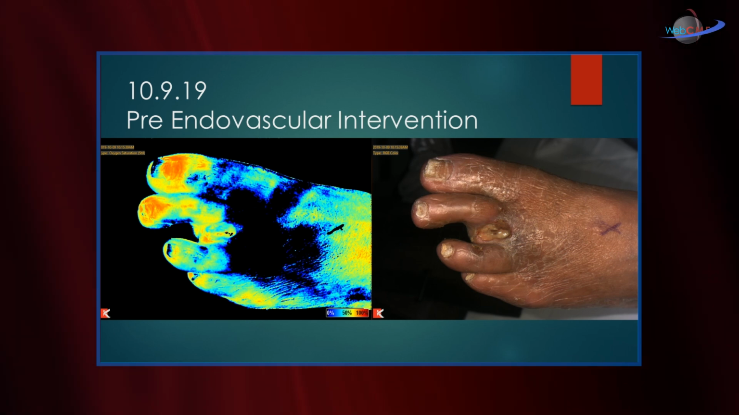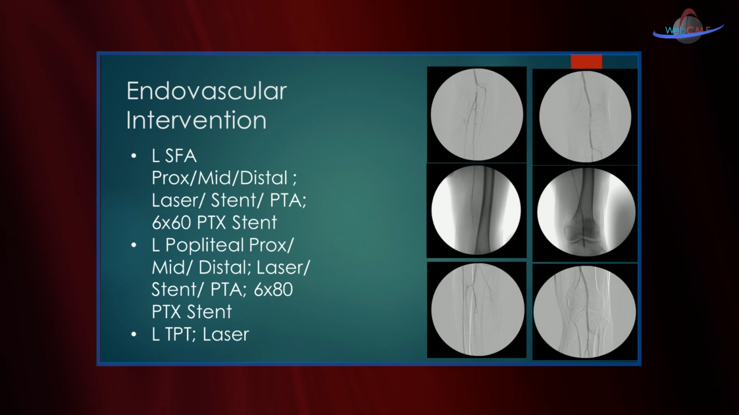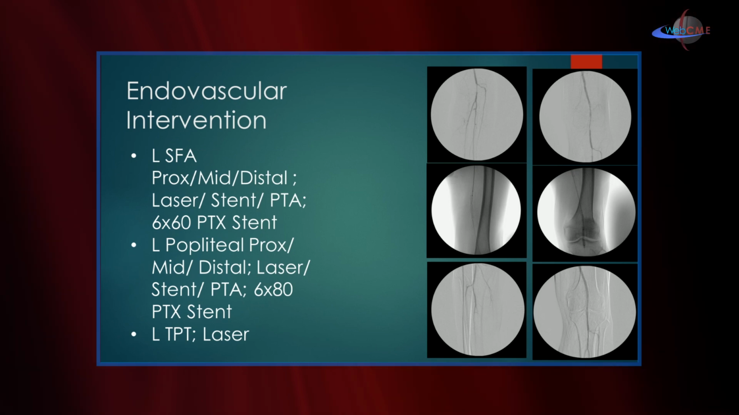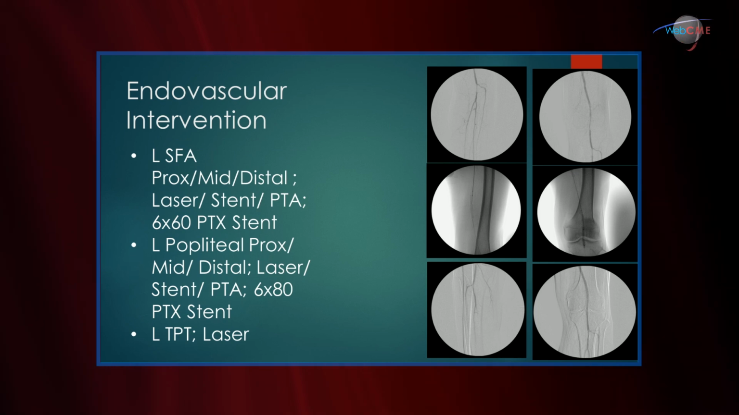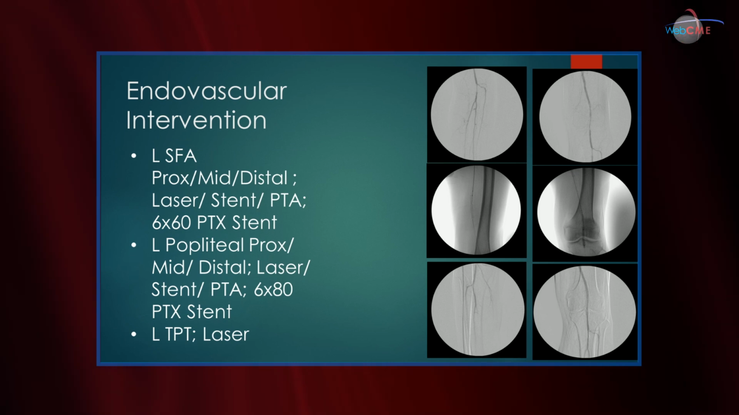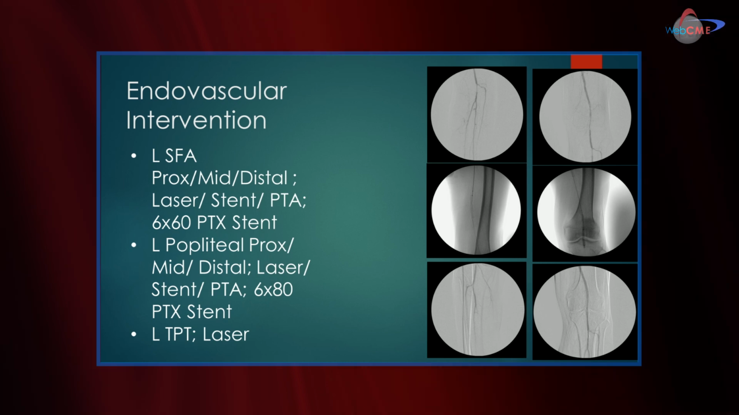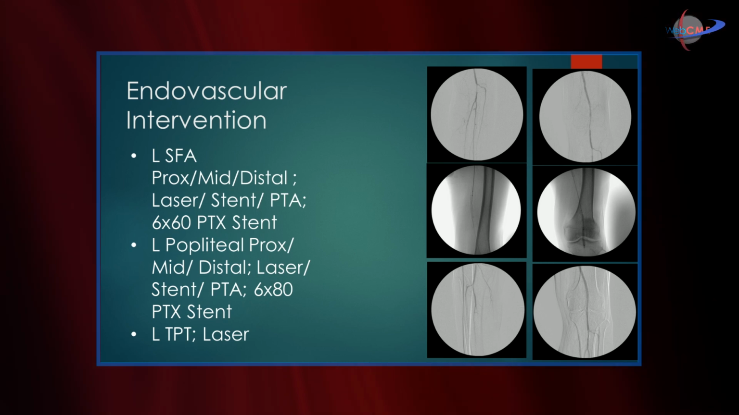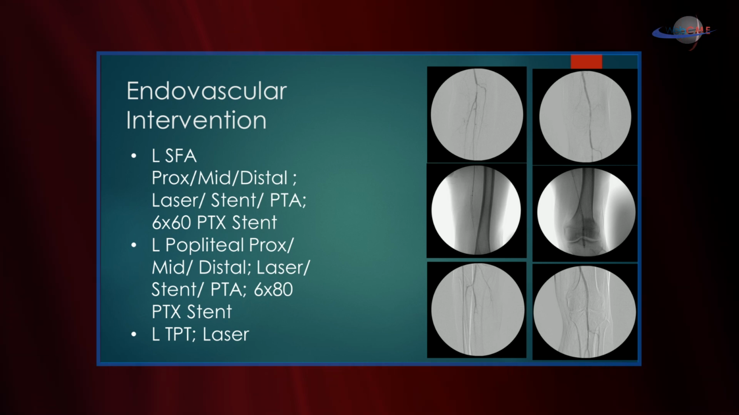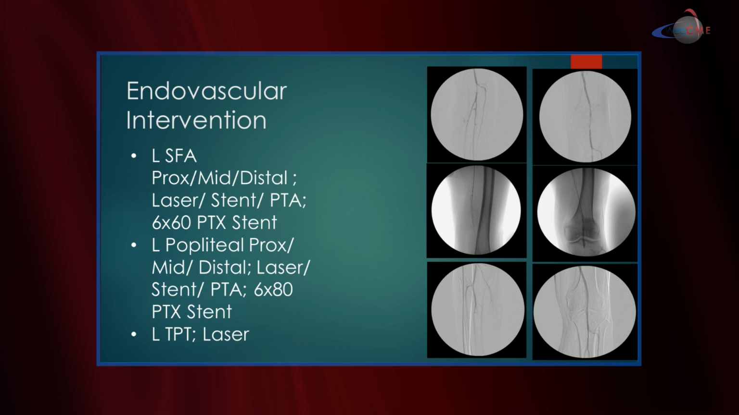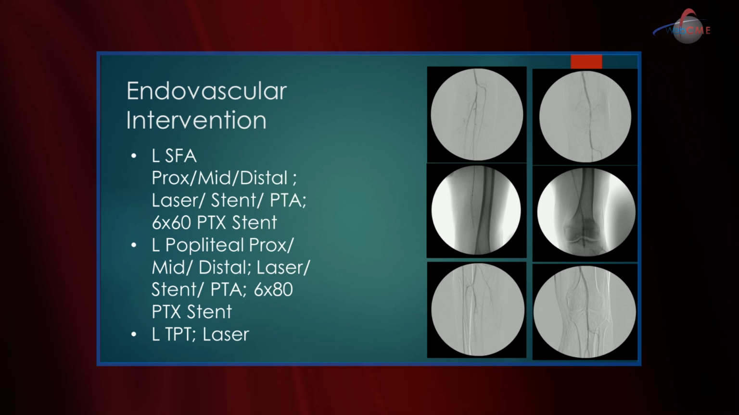Took him back to the cath lab, and he did have endovascular intervention. As we see, he had to have his left superficial femoral artery opened and stented. He also needed work of the popliteal artery and posterior tibial artery with laser and stenting as well. So he was not maximized from a vascular standpoint, and this correlated with the outcomes post-surgery.